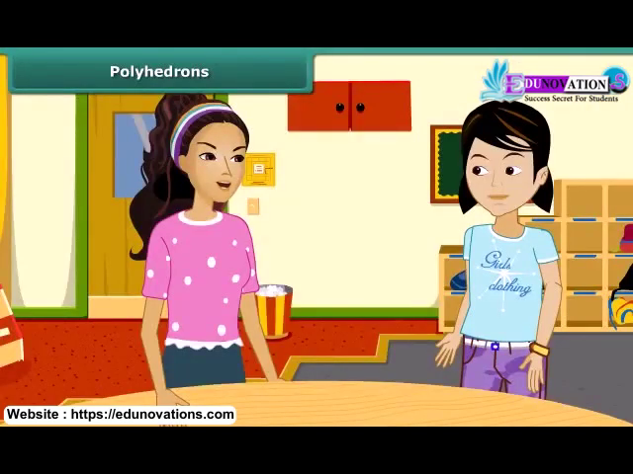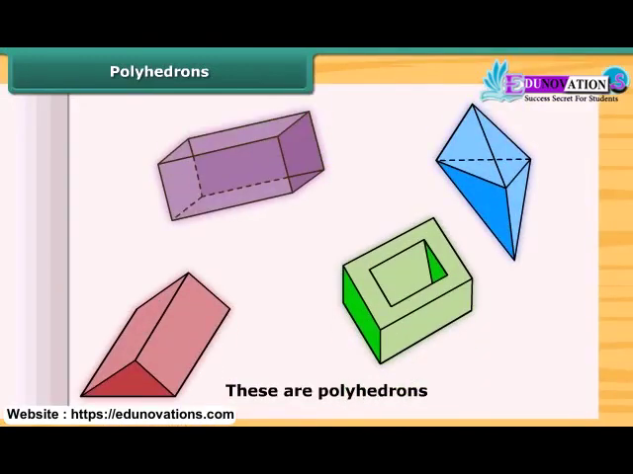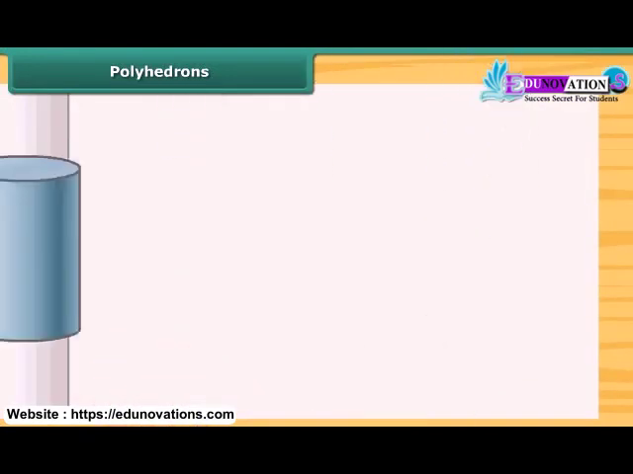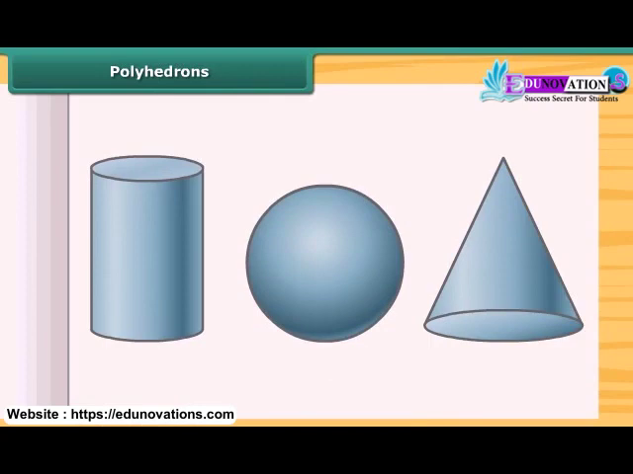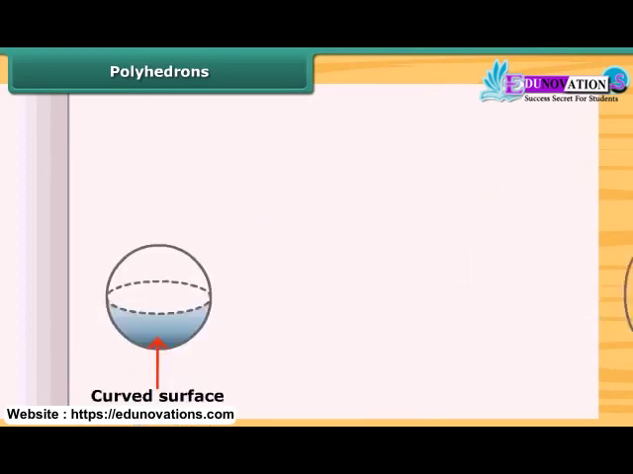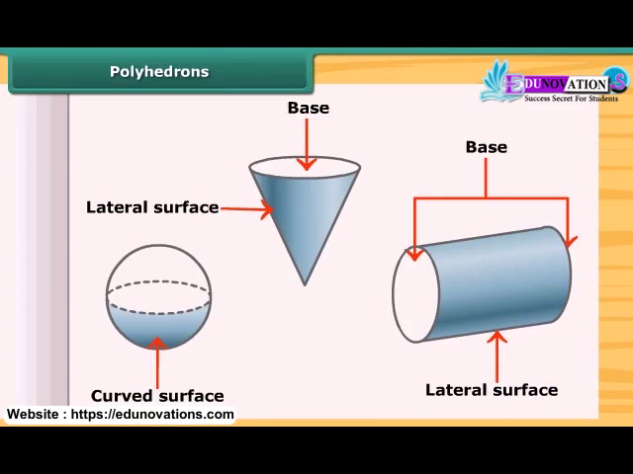Do you know what we call a solid having flat faces, edges and vertices? No. Those solids are called polyhedrons. These solids are all polyhedrons. Are these objects polyhedrons? No, these are not polyhedrons. You are right, these are not polyhedrons because they do not have flat faces.